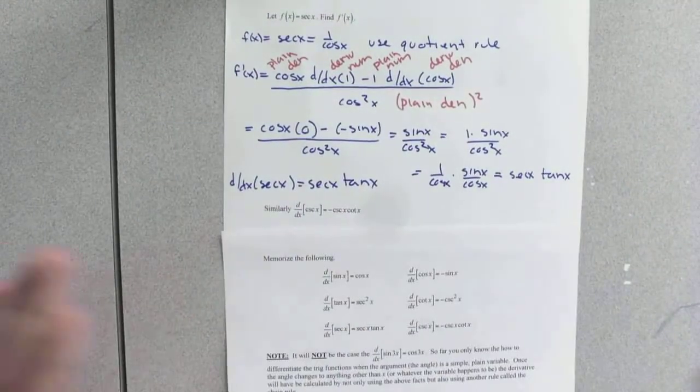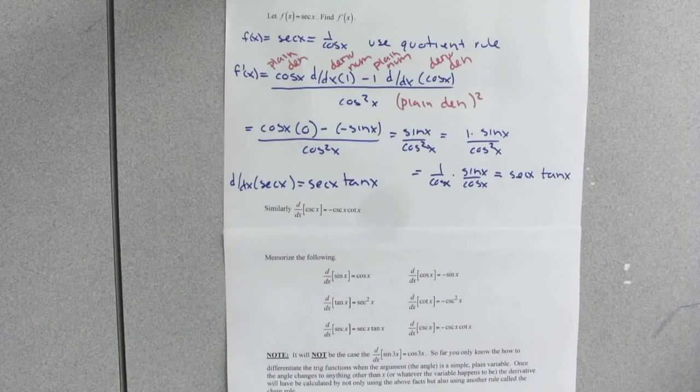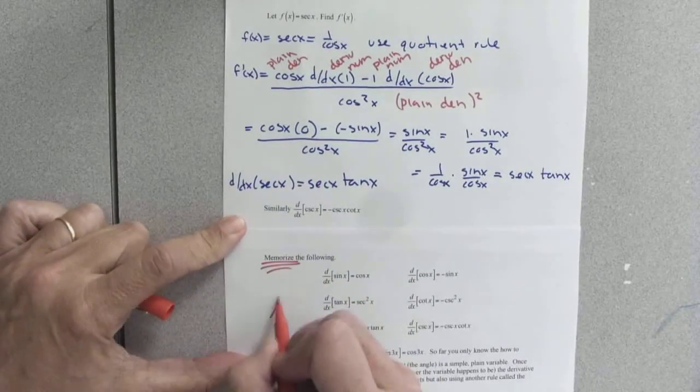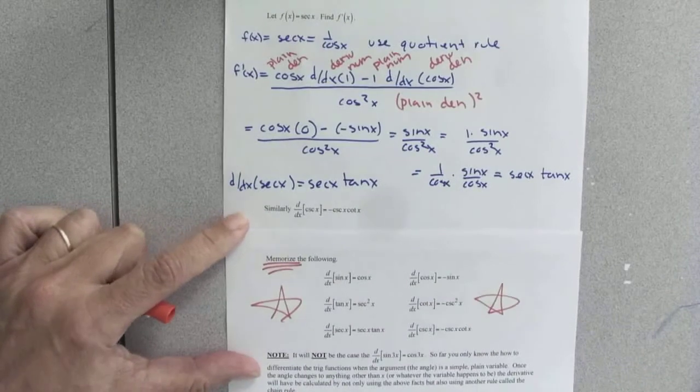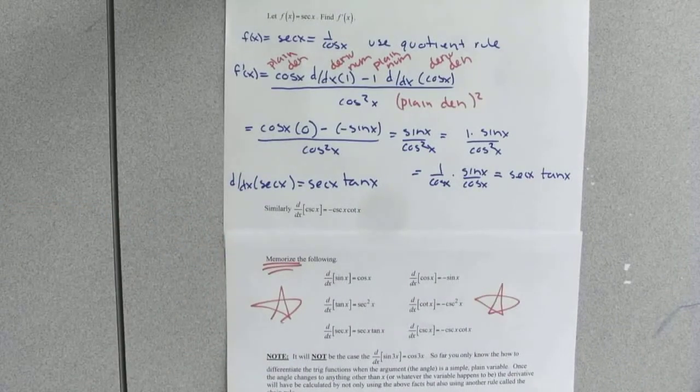So, summarizing everything, and you have to memorize these. The derivative of sine x is cosine x. The derivative of cosine x is negative sine x. The derivative of tangent x is secant squared x. The derivative of cotangent x is negative cosecant squared x. The derivative of secant x is secant x tangent x. The derivative of cosecant x is negative cosecant x cotangent x. Notice the derivatives of all the co-functions are negative. So that'll help you remember where the negatives go.